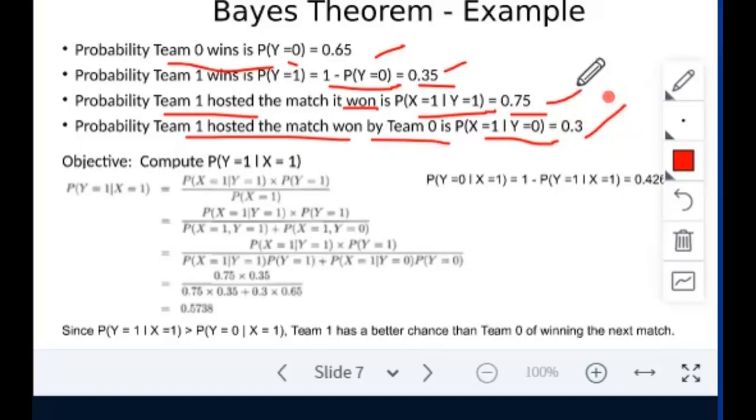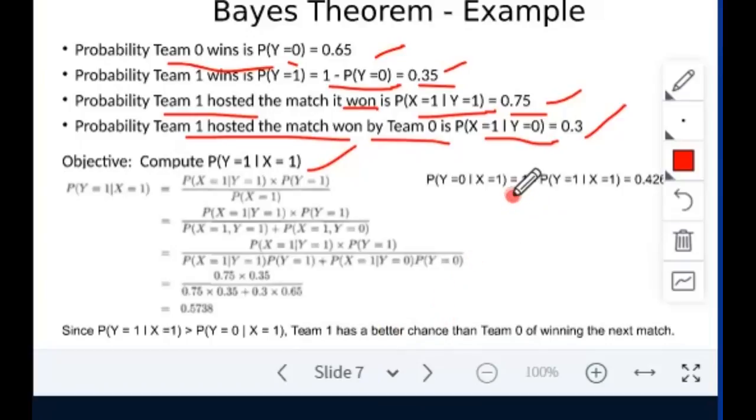So now, our objective is to compute P(y=1 given x=1), which is the conditional probability that Team 1 wins the next match if it will be hosting, and compare it against P(y=0 given x=1).